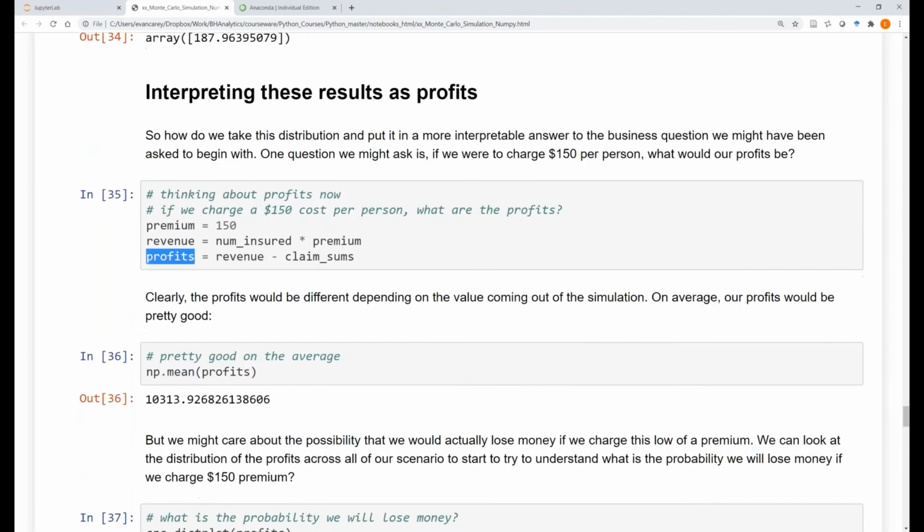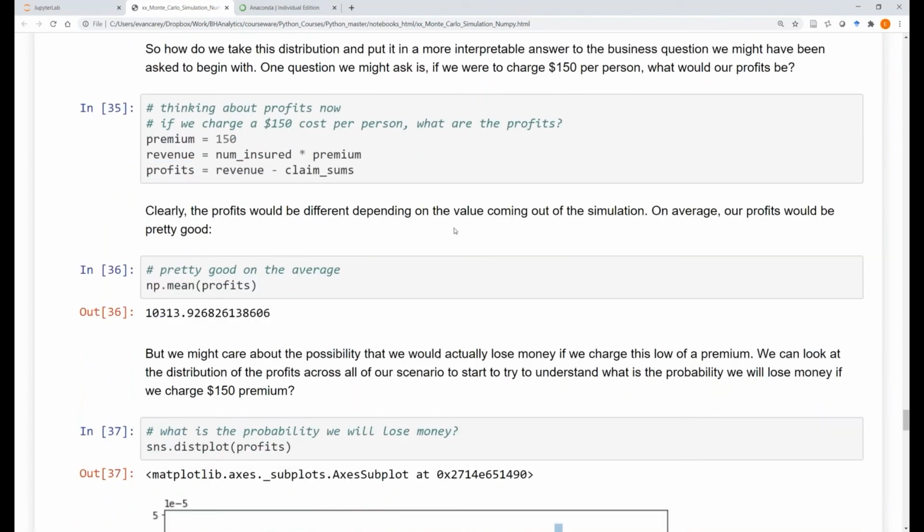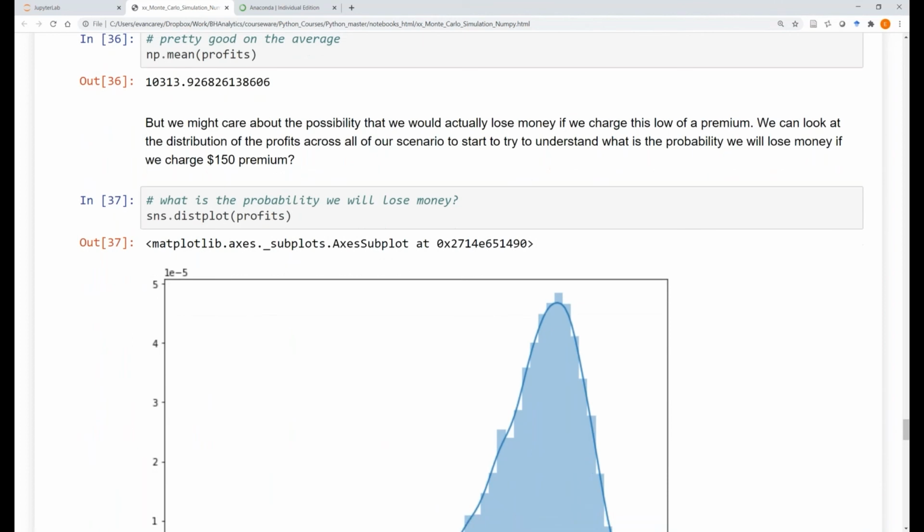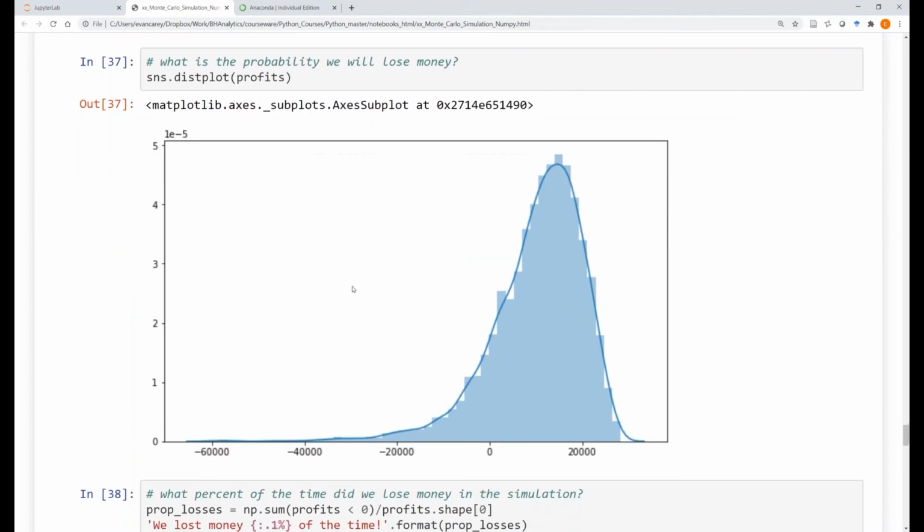All right. So the profits would be different depending on the value that comes out of the simulation, right? Our profits on average are going to be pretty good. They're going to be $10,000. That's the mean profits across those simulations. But again, we care about the edge cases. So let's look at the distribution of these profits and say, well, how often would we lose money? Or how often would our profits be at least a certain amount? And what premiums do we need to charge to ensure our profits are a certain amount? So we can do that again easily with Python code.